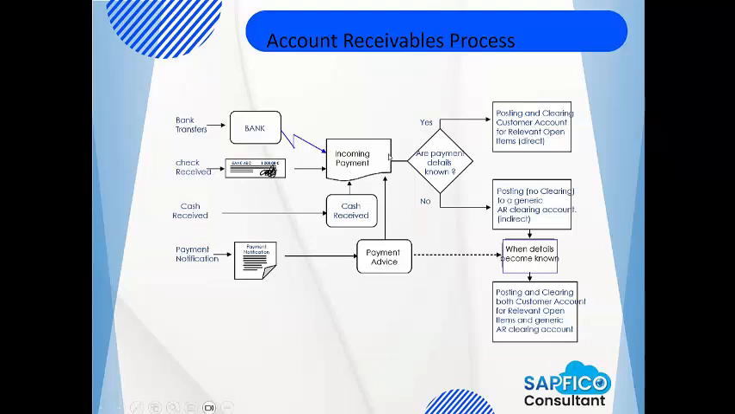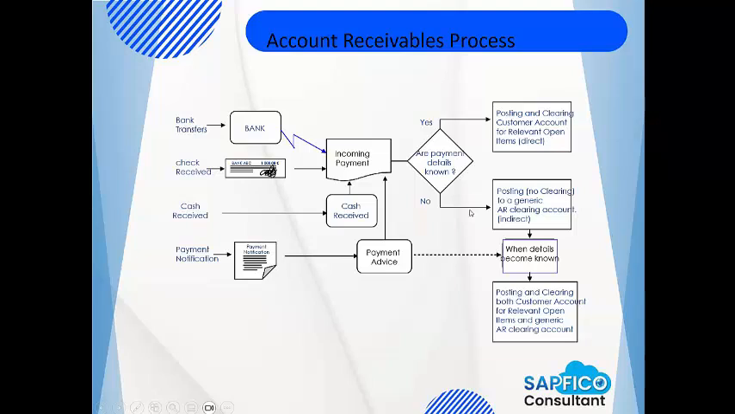So what happens is when we receive the money into the bank, we have accounting for that. Now here is the question: are the payment details known? If the payment details are known, then we do a posting and clearing of the customer account for the relevant open item directly. So if there's an invoice, we will exactly go and clear the customer account with the invoice. So the bank account will get debited and the relevant customer invoice will get credited. Okay, so the clearing will happen at this point of time since the payment details are known.